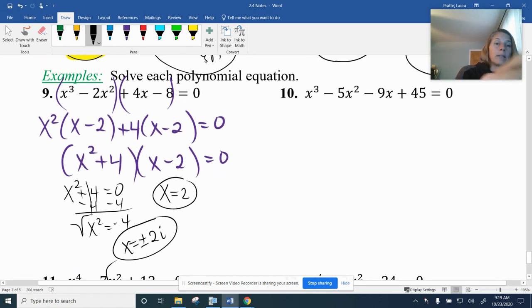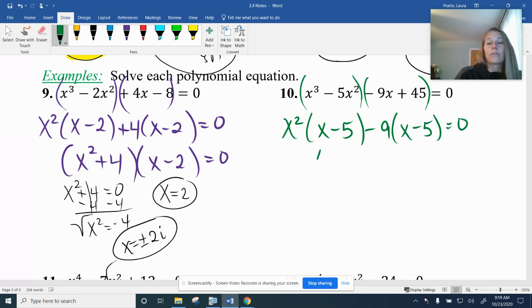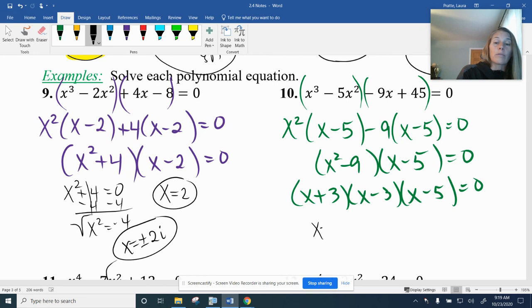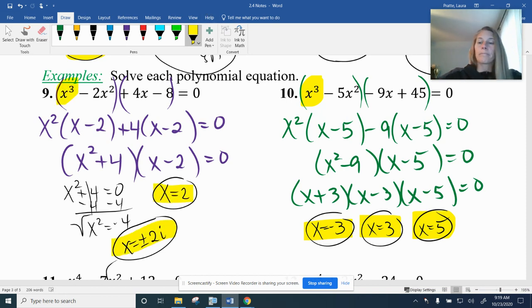All right, and then finally, let's see, number 10. So x squared, and we're left with x minus 5. Taking out the negative 9 over here, x minus 5. X squared minus 9 and x minus 5 are the two factors, but x squared minus 9 can be factored again because it is the difference of two squares pattern. So that's going to give me three real solutions. Negative 3 is one of them, positive 3, and positive 5, which is perfect because this was a cubic polynomial, so I have all three of my solutions. This time they're all real numbers. Last example, I had one real, two imaginary.